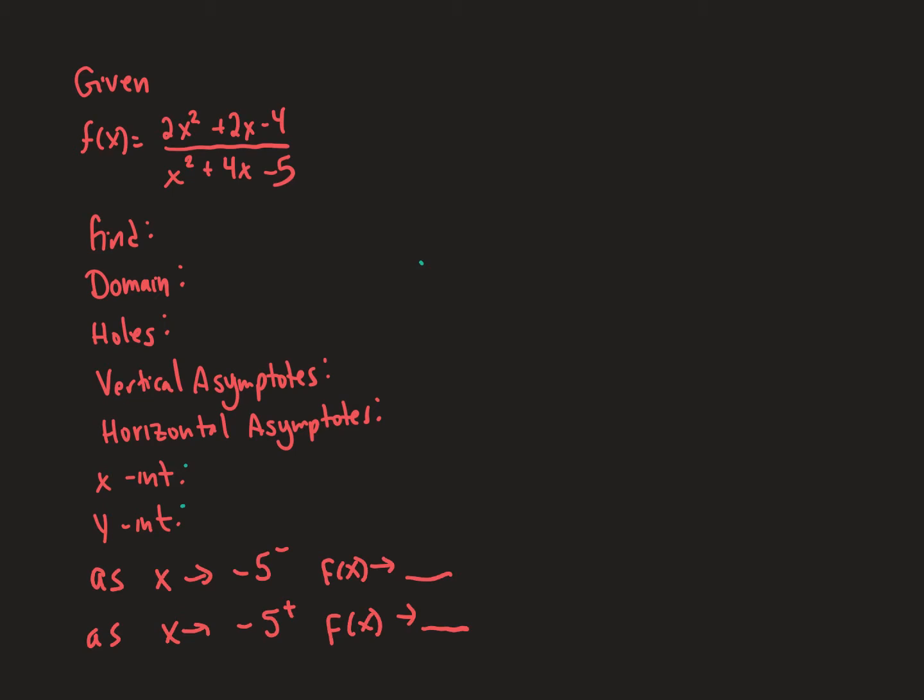Now, the first thing I would do with all rational function problems is I would go ahead and factor the top and bottom. So I notice on the top that there is a 2 that I can take out of all of them. So that's going to become 2 times (x squared plus x minus 2). And on the bottom, I'll just leave that the same. I can factor that eventually. What you want to make sure you do is you factor completely. Don't start canceling things out yet. You want to make sure that you have it completely factored first.